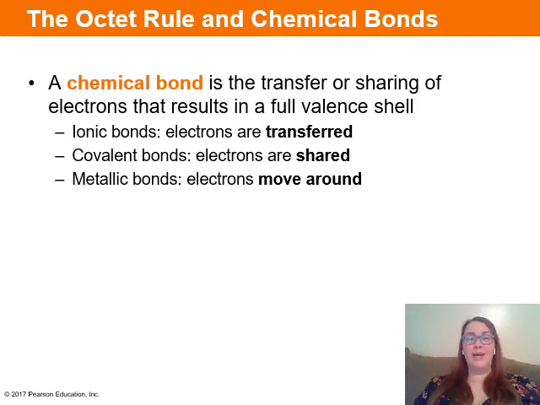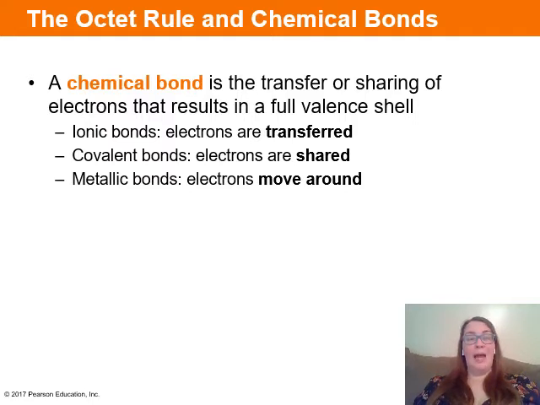So in order to hit that octet rule, those 8 electrons in the outermost shell, we're going to see chemical bonds develop. So this bond just means that atoms are either gaining, losing, or sharing these electrons. Again, trying to hit that perfect 8 in the outermost shell. But we're going to see 3 different types of chemical bonds. And in each of these, the electrons are going to be different, whether they're being shared, just being moved around, or given to another element.